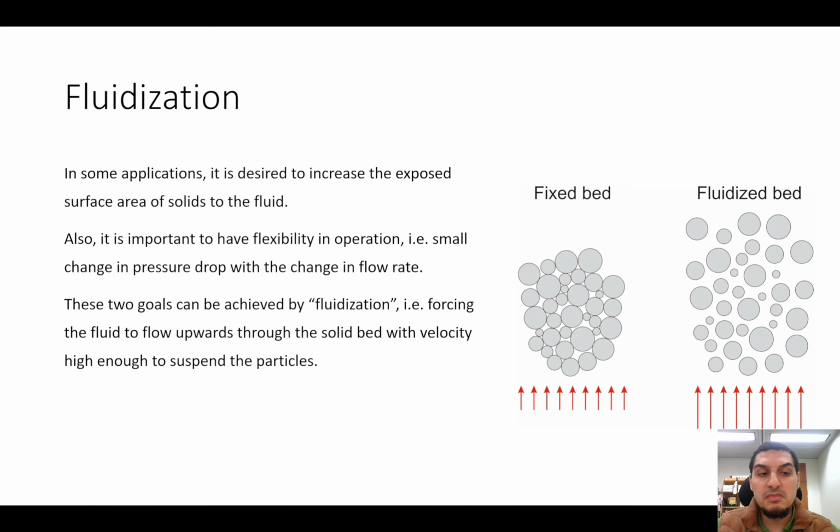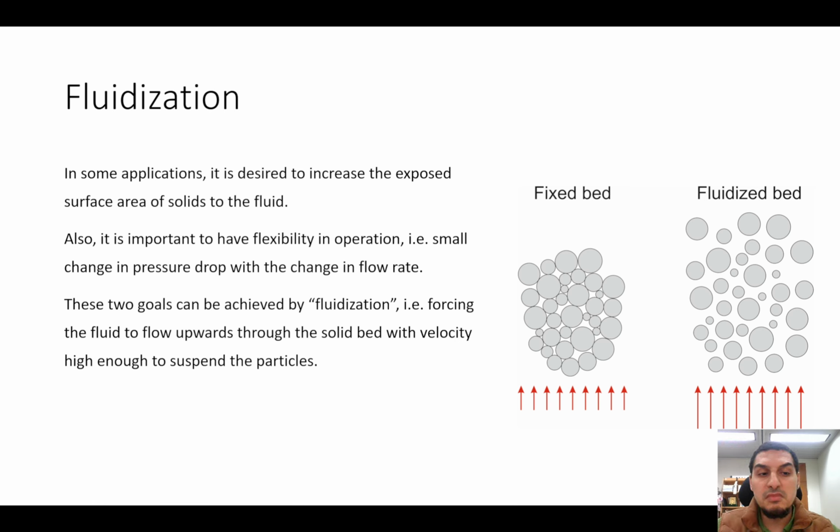As we see here, the particles get separated far away from each other, and they are suspended in their place. We will understand why we call it fluidized bed shortly, but this state is called fluidization. And as you see in the fluidized bed, the porosity here is much higher, and the particles are farther from each other, and the whole area now is exposed to the flow. So it's now solving the first issue that we mentioned.